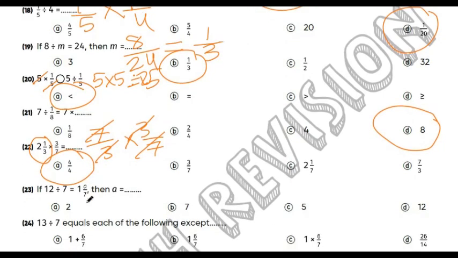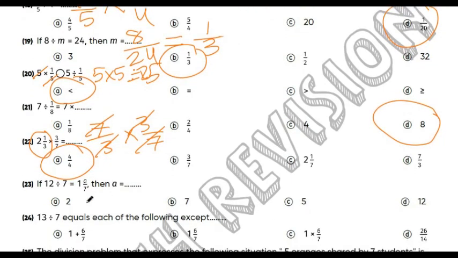If 12 divided by 7 equals 1 and a over 7, then what is a? We know that the 12 has only one 7 in it, which is here. So we subtract 12 minus 7, which is 5. So 1 and 5 over 7, as we convert from an improper fraction to a mixed number.